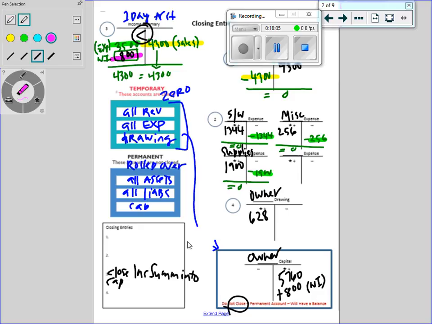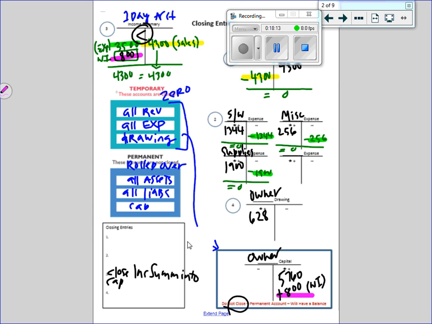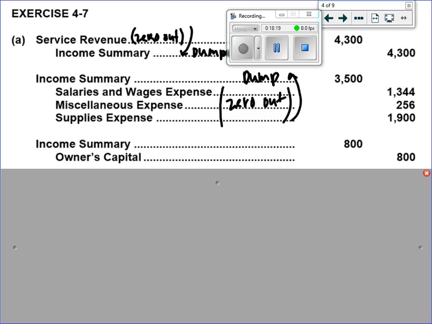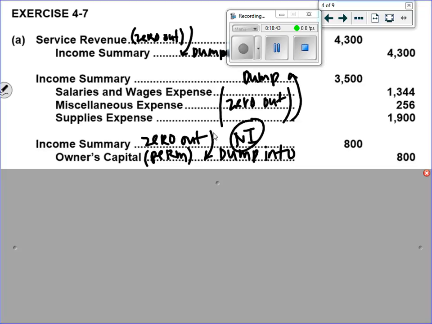So that 800 is money in the pocket of the owner. A debit has to be a credit. The cool part is I see a plus. It all works out. What's happening here is we are closing. I don't want to use the word close. I want to zero out, and we're going to dump into, nice part here, a permanent account. And a lot of times students will put net income right there so they can see that that's net income instead of a net loss. Call it income summary.